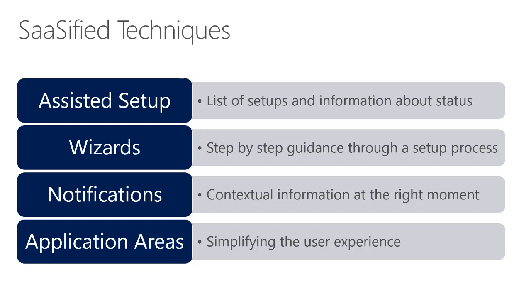And then the final sassified technique is the application areas, which are intended to simplify the user experience. The most obvious one is the difference between essential and premium, where the essential experience is everything except for service management and manufacturing. When you turn that over to premium, those features will become visible. So depending on the experience, certain things are visible or not. And then application areas further specify what is visible on your screen.